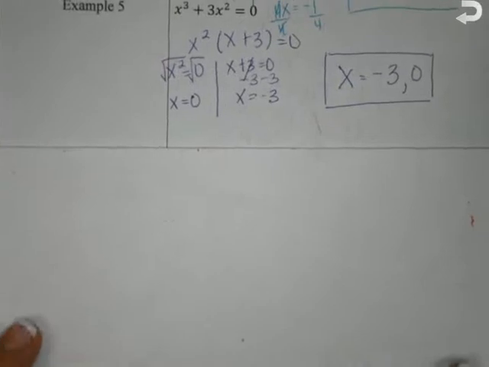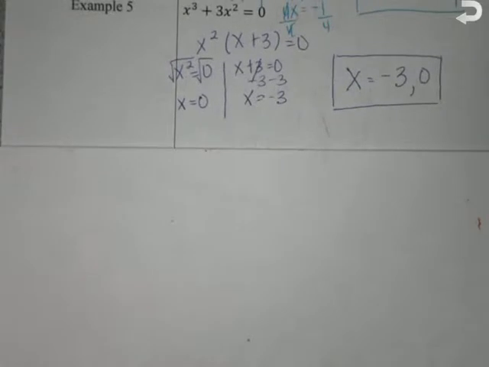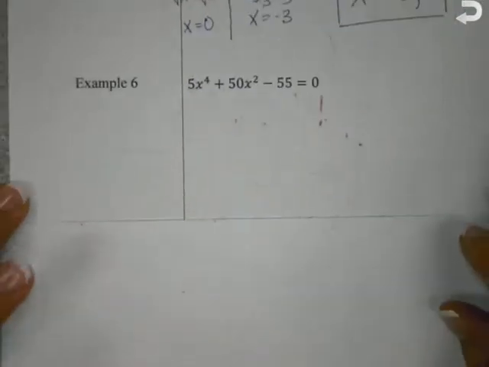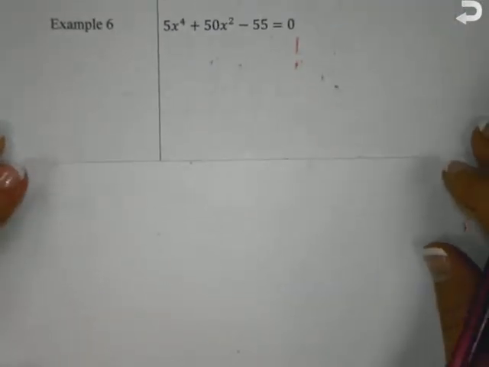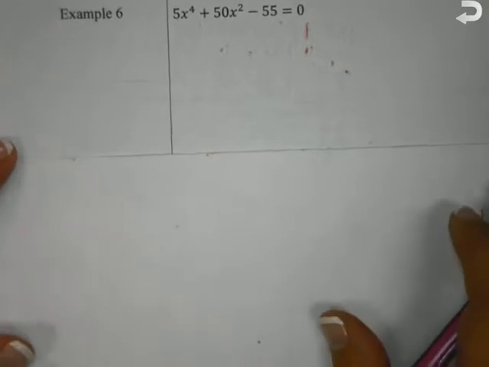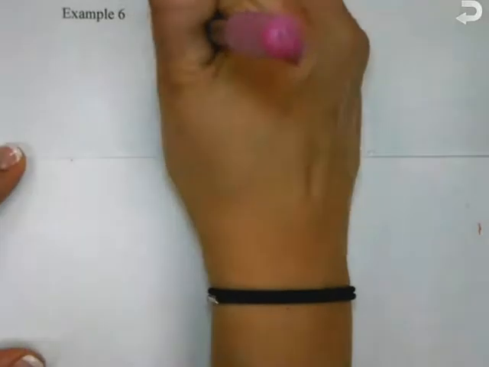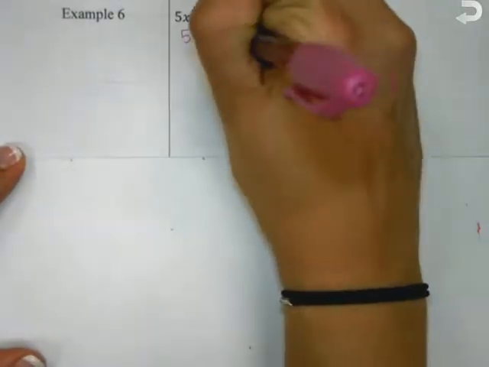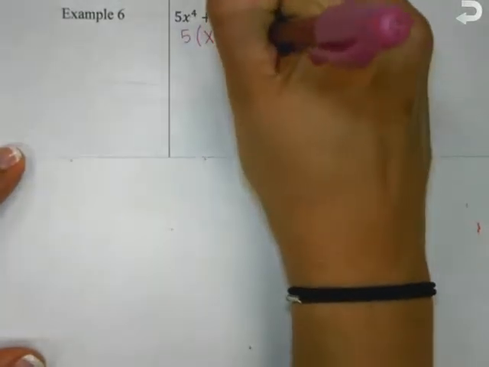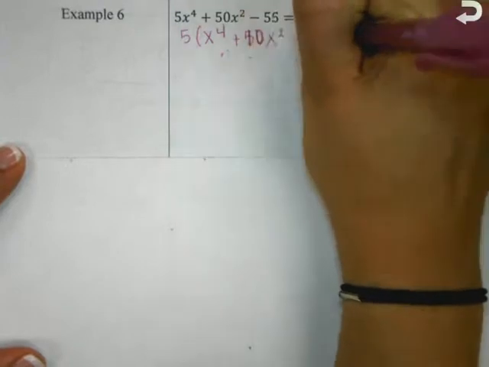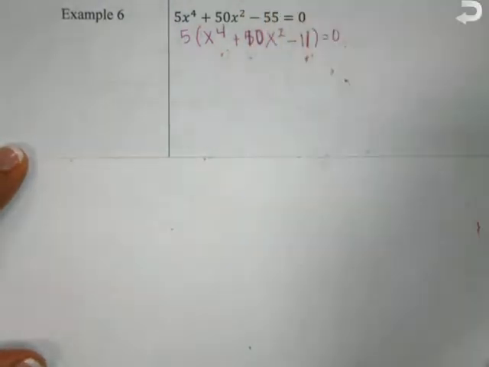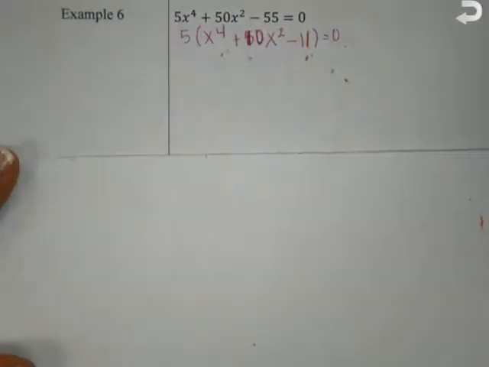Okay, example number 6. 5x to the 4th plus 50x squared minus 55. Opie, what do you see? A greatest common factor of? 5. So let's factor out the 5. That gives me x to the 4th plus 10x squared minus 11 equals 0. And then this kind of looks like diamond method, but I'm not exactly sure because of that x to the 4th. Can I use diamond method on this?